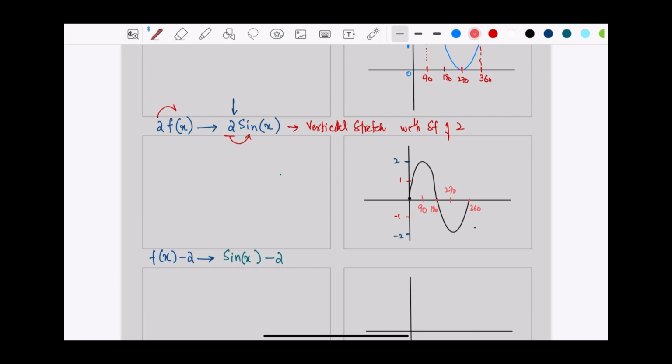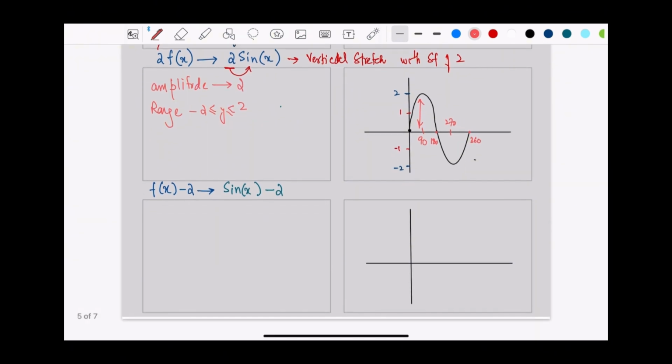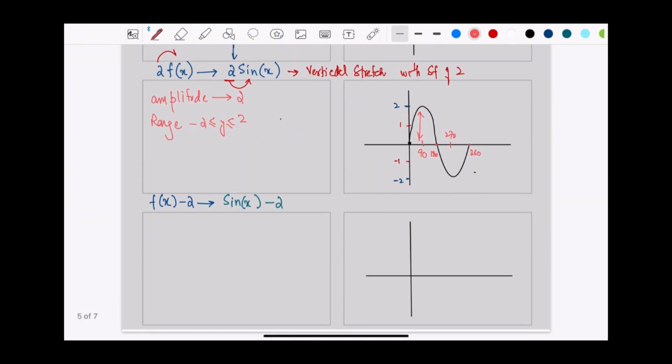Now the amplitude this way is going to be 2, the height of the wave from the center, and the period remains the same at 360 degrees, but the range is from -2 less than or equal to y less than or equal to 2. Now moving on to another one. So f of x minus 2 translates it 2 units down.